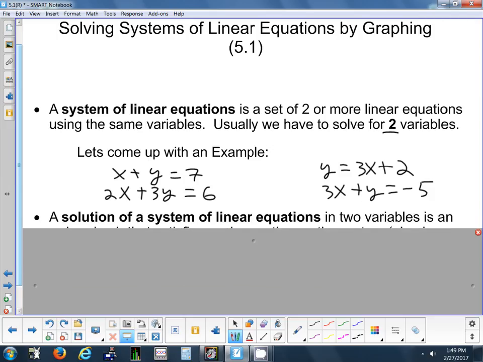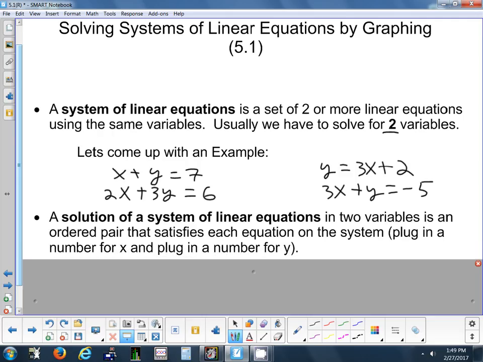All right, so a solution. On your next blank, a solution of a system of linear equations with 2 variables. It's basically a coordinate. The solution is a location, a spot on the grid somewhere, and we're trying to find that spot.